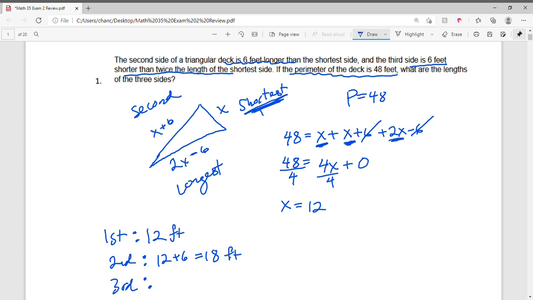And for the third side, it's 2x minus 6. So we'll substitute a 12 for the x again. And that gives us 24 minus 6, or 18 feet. So this is our solution. The first side is 12 feet, the second side is 18 feet, and the last side is 18 feet.